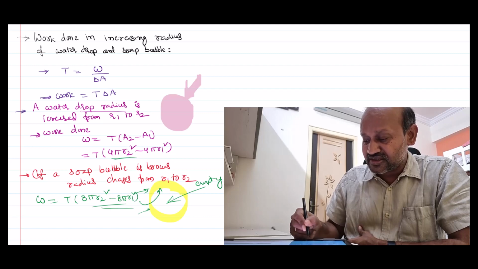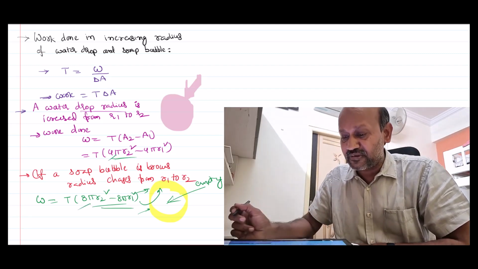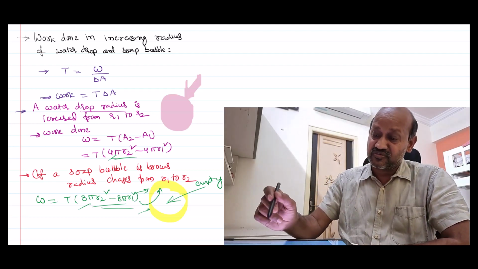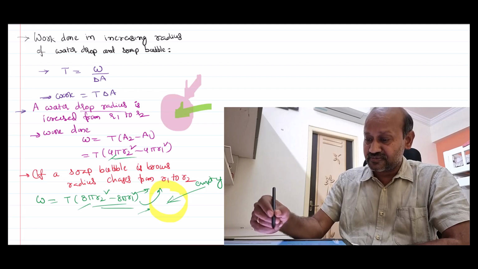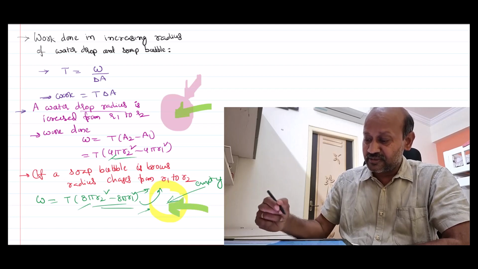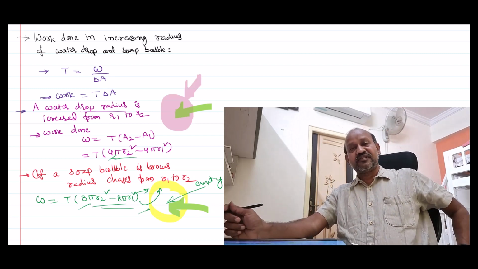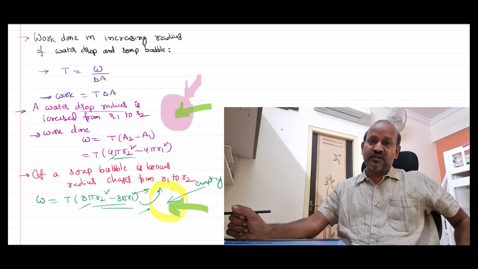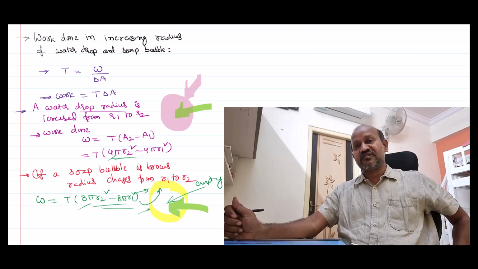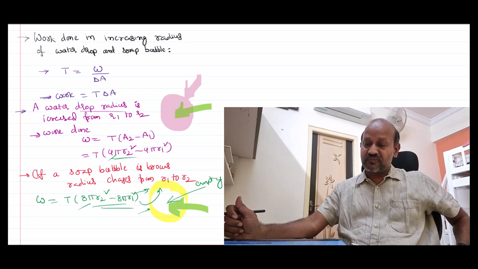I want you to understand carefully why I have written 8 here and 4 there. The logic is very simple. Here the inside is filled with water; here the inside is empty. Therefore, in the case of a soap bubble, there are two free surfaces, both inner and outer, whereas in the case of the water drop, only the outer surface is free, and the inner surface is filled with water, which is not a free surface. That's how we solve this kind of problem.